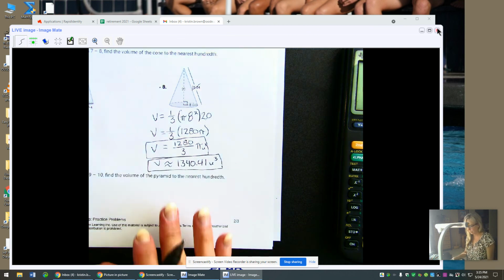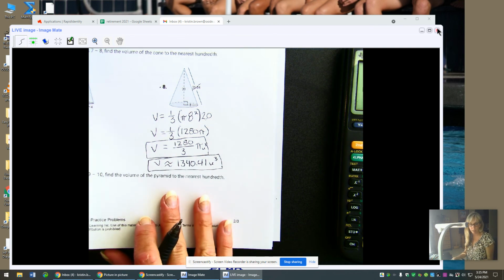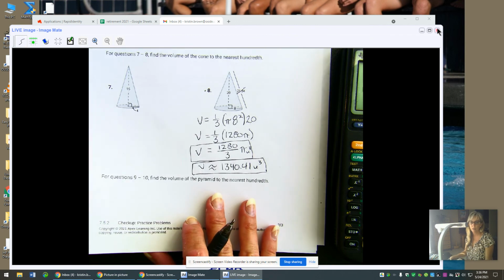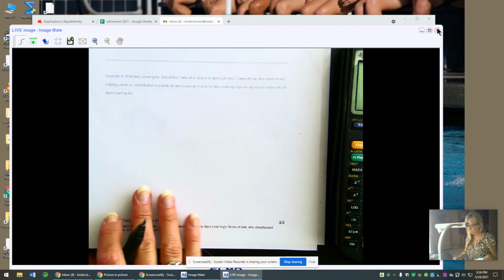Do number 7. It's exactly the same. It's less confusing because the height is clear. They don't give you an extra number to try to trick you, like 8. All right, and now we're on to pyramids.